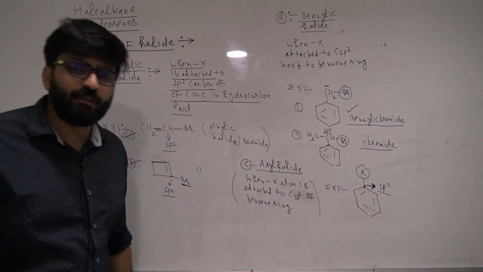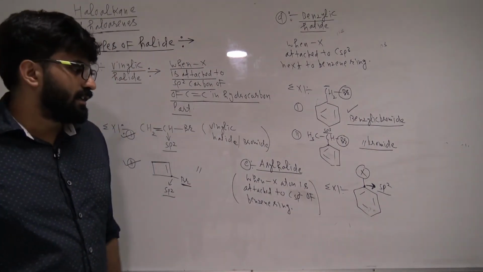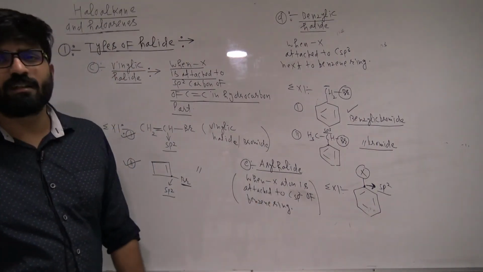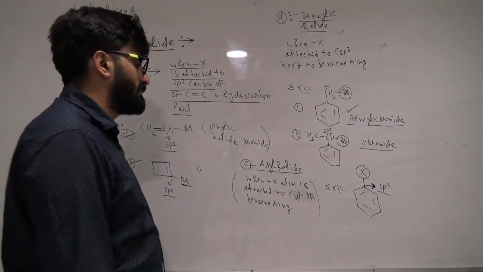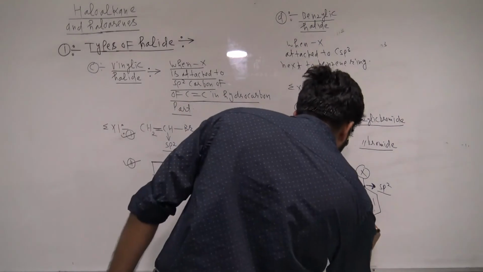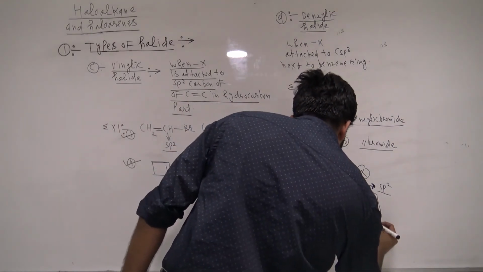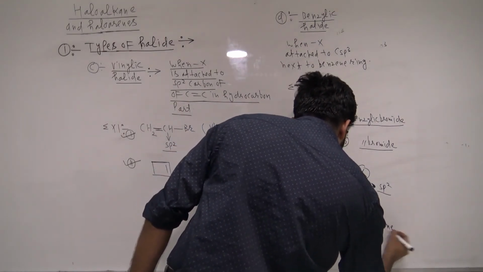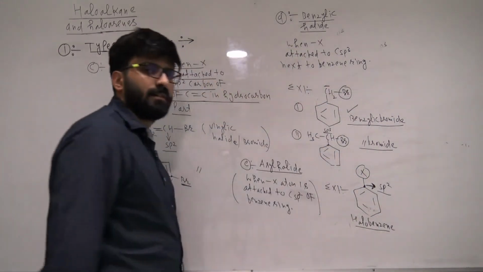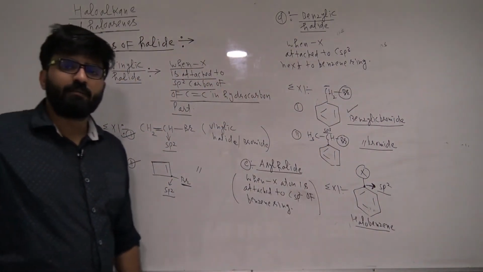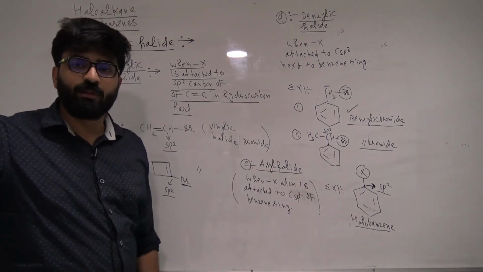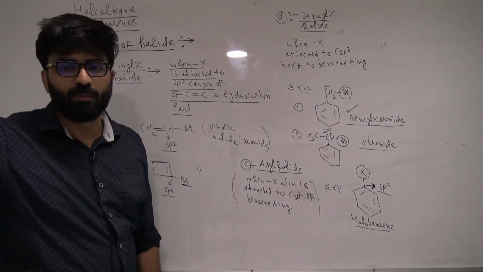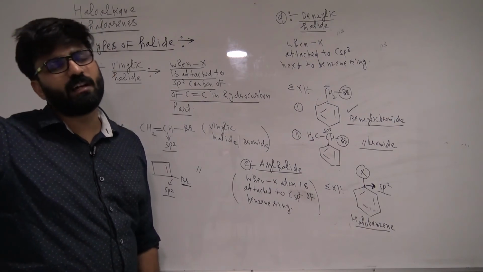Benzene. So when a halogen is directly attached to the benzene ring, these kinds of halides are called aryl halides, and their common name is also there, that is halobenzene. We call them halobenzene. Agree? What would the name be if there were chlorine over there? The name would be chlorobenzene, bromobenzene, fluorobenzene, iodobenzene.